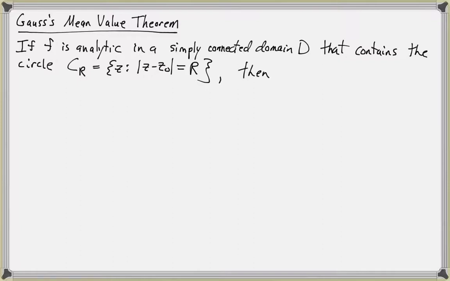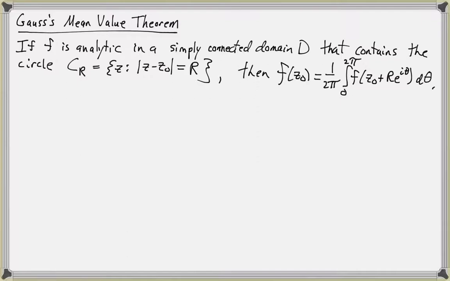Then we have that f of z0 can be written as 1 over 2 pi times the integral from 0 to 2 pi of f of z0 plus capital R times e to the i theta d theta.